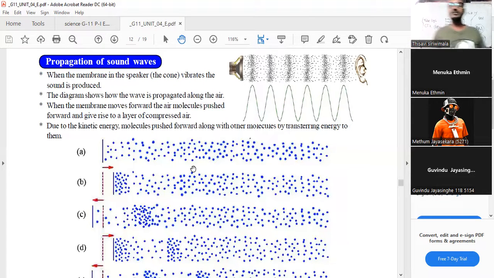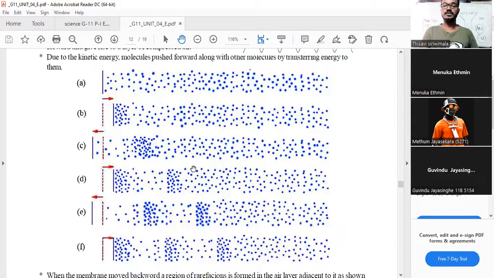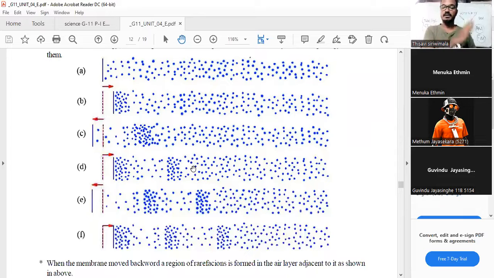When the membrane in the speaker, the cone, vibrates, the sound is produced. The diagram shows how the wave is propagated along the air. When the membrane moves forward, the air molecules are pushed forward and give rise to a layer of compressed air. Due to the kinetic energy, molecules push forward along with other molecules by transferring energy to them. So this is how the membrane works, compressions and rarefactions.